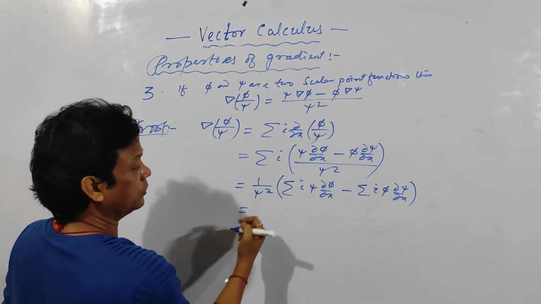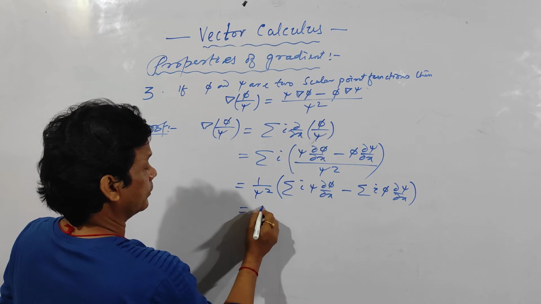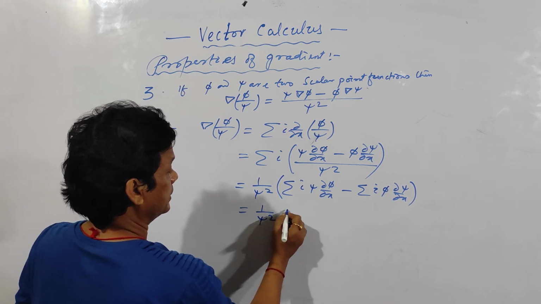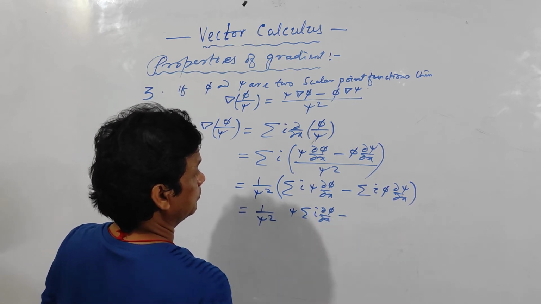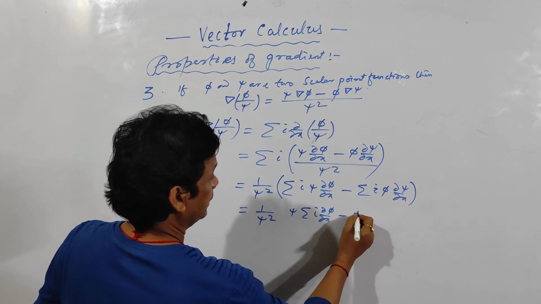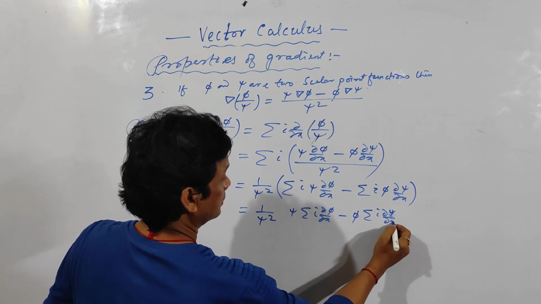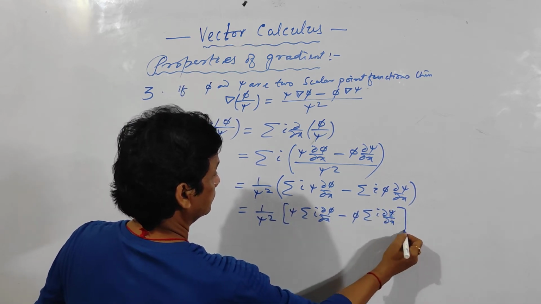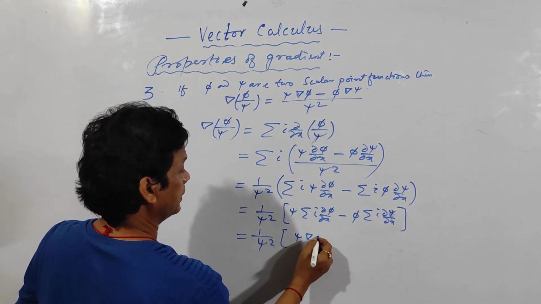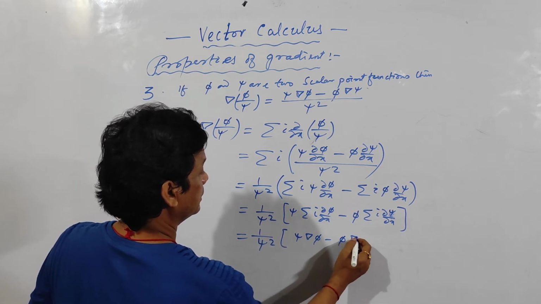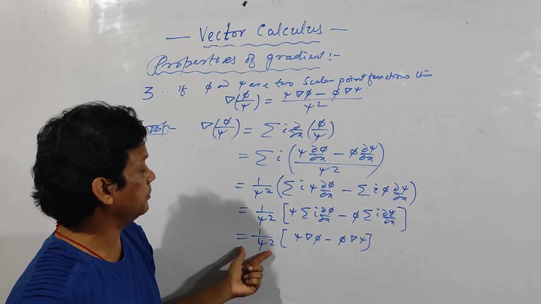So in this case, psi will go outside and in this case phi will go outside. So what will be the final answer? 1 by psi square. This is psi into summation i into del phi by del x minus phi into summation i del psi by del x. You will get 1 by psi square. This is grad phi. So psi into grad phi minus phi into, this is grad psi. So this is your answer: psi into grad phi minus phi into grad psi, divided by psi square. So this is your proof.